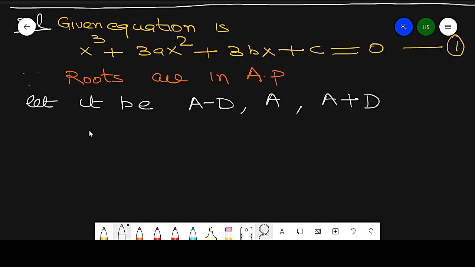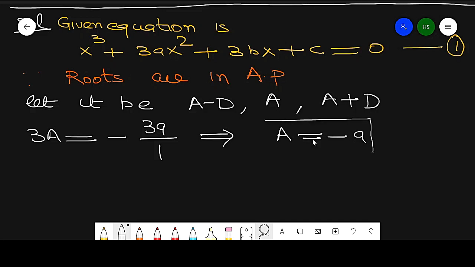Now what is the sum of roots? The sum of roots is 3a, which is equal to minus 3a over 1. So this means capital A is equal to minus a. So we find that minus a is a root of the given equation. As we know that any root of this equation satisfies this equation, it means minus a satisfies this equation.